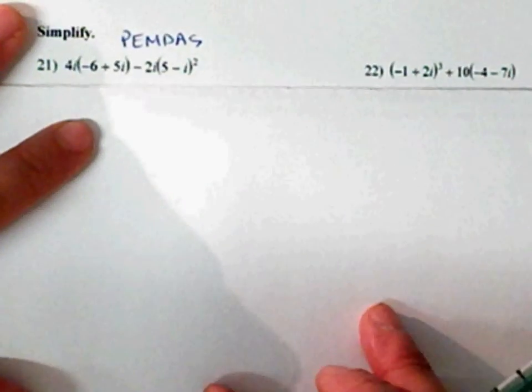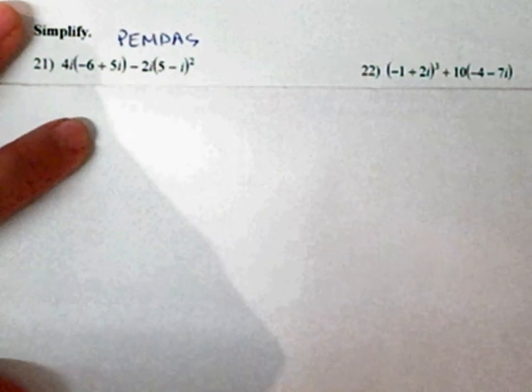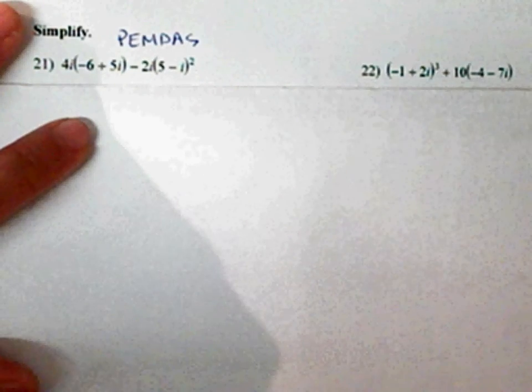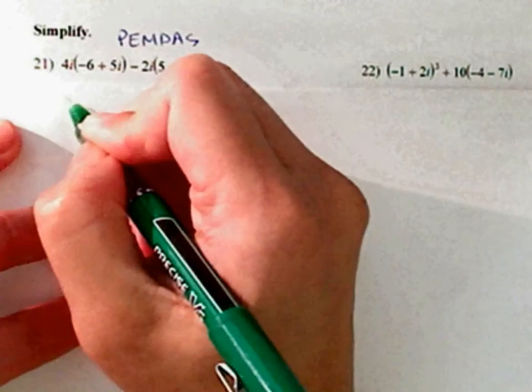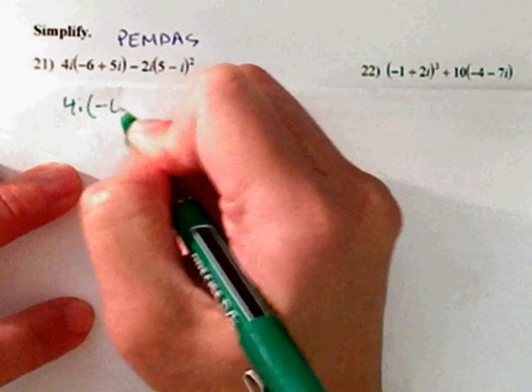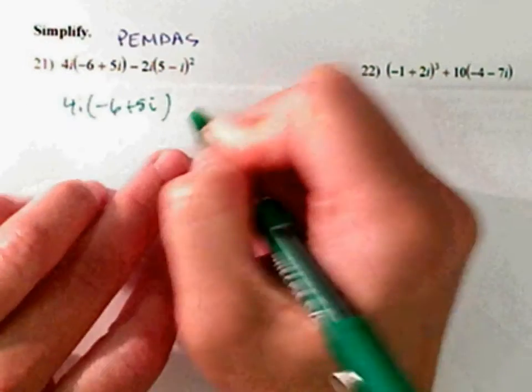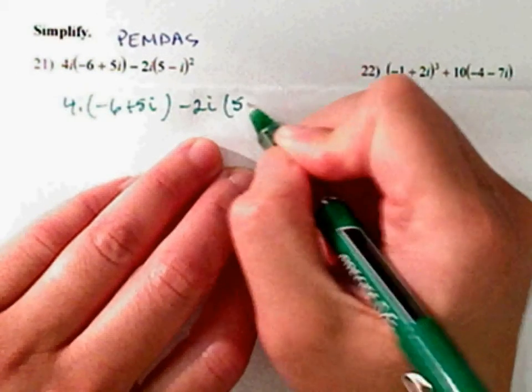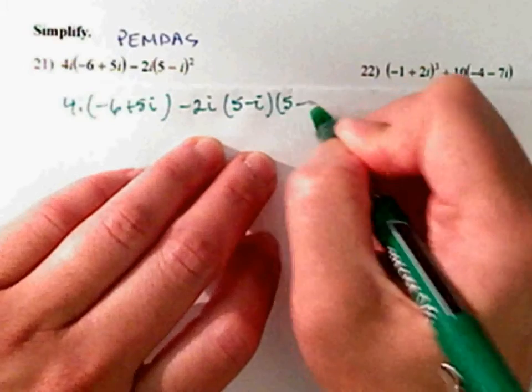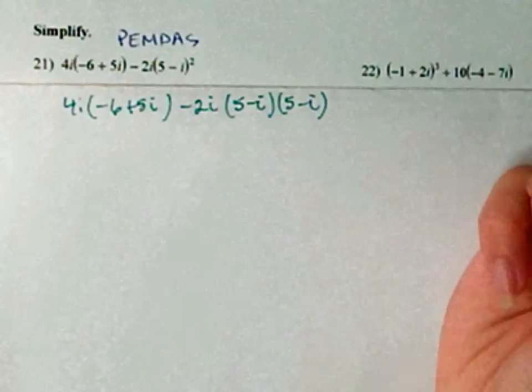Alrighty guys, welcome back. This review is for number 21 through 25. So let's look at number 21. Don't get your PEMDAS wrong, okay? So I'm going to rewrite this part first, minus 2i. Now, that square means you have two of these. See it right there? Okay?